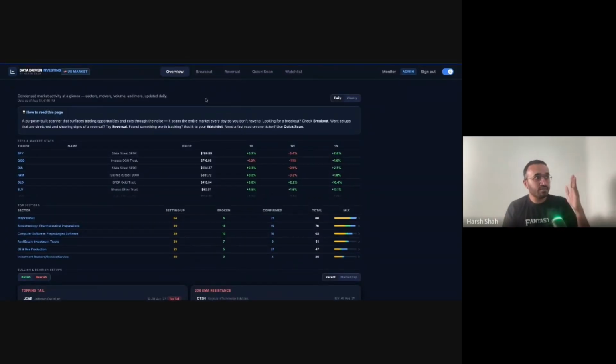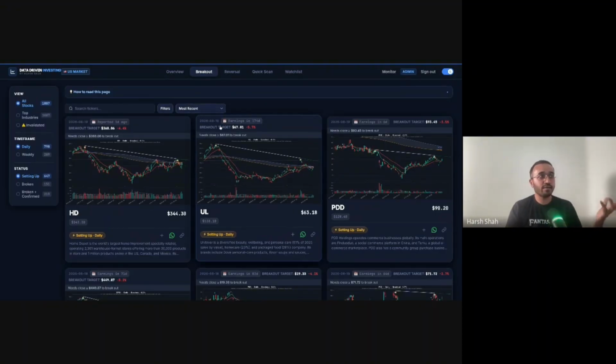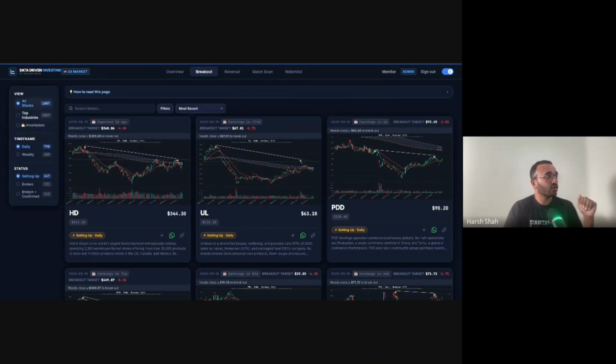So enough of theory. I'll quickly pull up my tool and we can play around and see what we find. There are different tabs. I'll start with the breakout tab, and then I'll explain how the tool works for me and how I am analyzing different things. On the left, I run it on two different time frames, daily and weekly. Right now, for the daily time frame, there are 798 tickers overall that have qualified for the breakout bucket, and out of 798, 647 are in the setting up bucket.